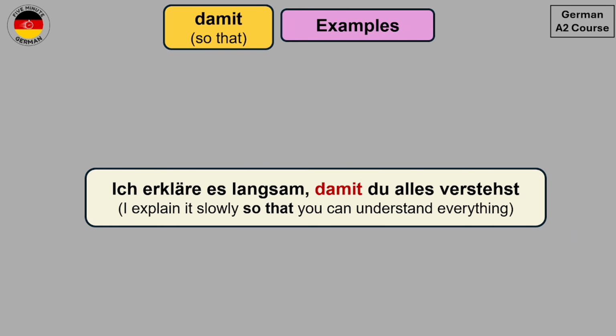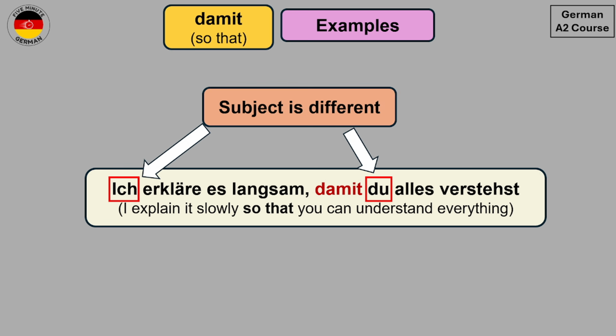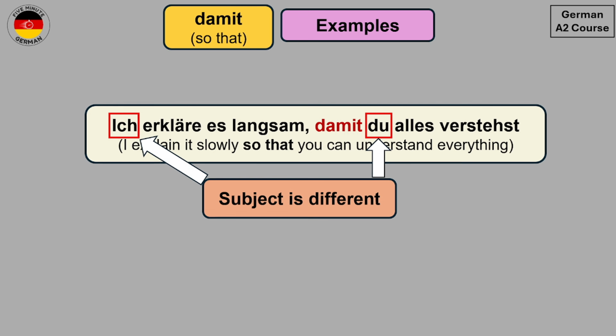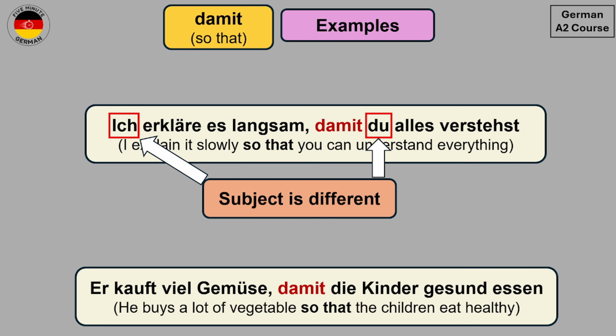Now you see that in this sentence with damit, the subject is different in the Hauptsatz and the Nebensatz. Let's take a look at another example. I have the sentence: Er kauft viel Gemüse, damit die Kinder gesund essen. He buys a lot of vegetables so that the children eat healthy. Again you see that the subject in the Hauptsatz and the Nebensatz is different. So this is another important point for damit, that you can use it to talk about a different subject.